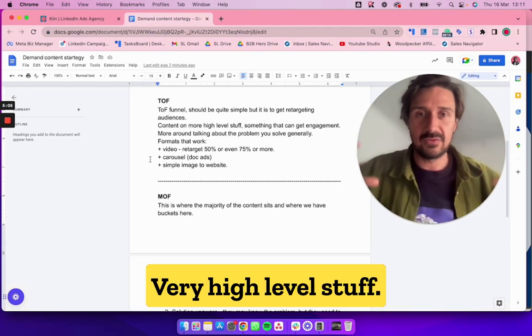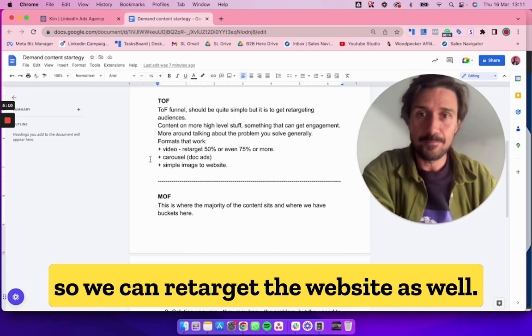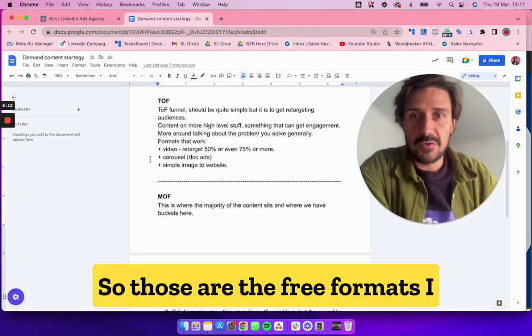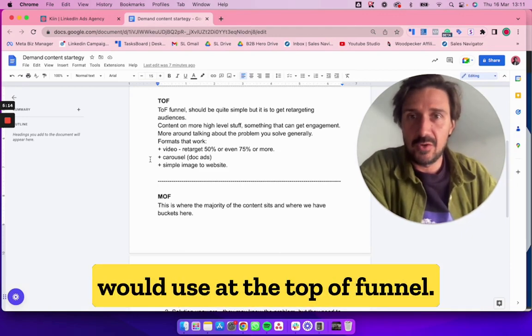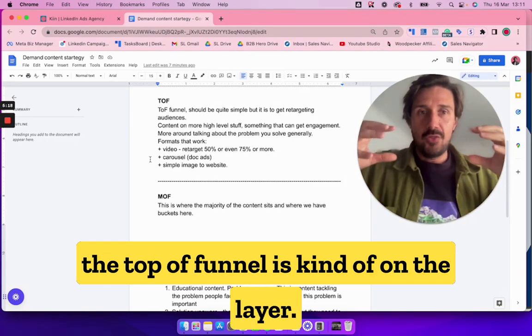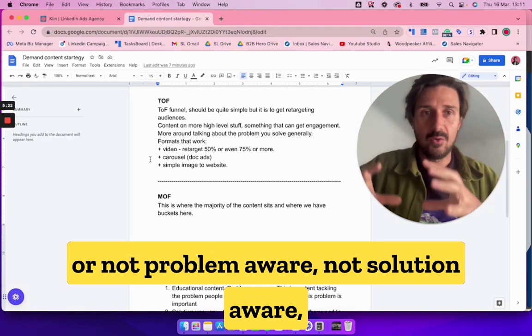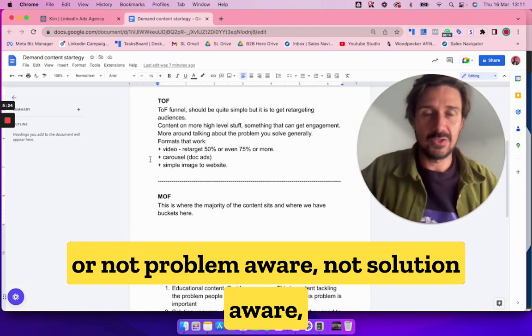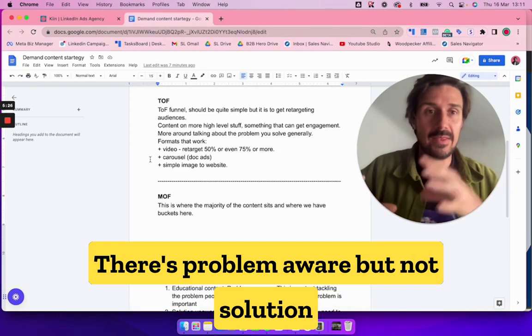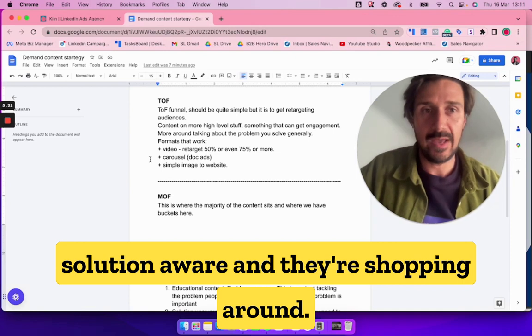Very high level stuff. We're just trying to get people to the website so we can retarget the website as well. So those are the three formats I would use at the top of funnel. And the kind of thing that I would put at the top of funnel is on the awareness layer: there is not problem aware, not solution aware, not aware at all of the problem. There's problem aware, but not solution aware. And then there's solution aware and they're shopping around.